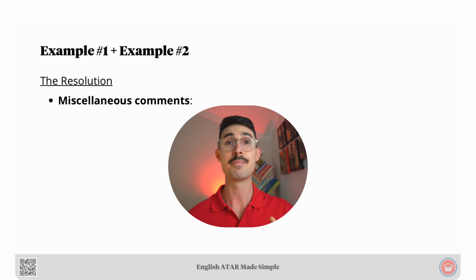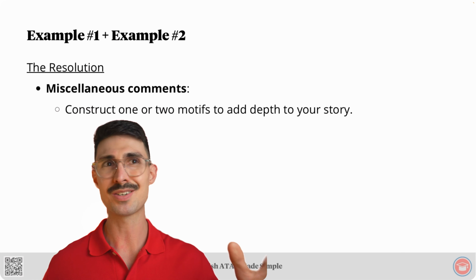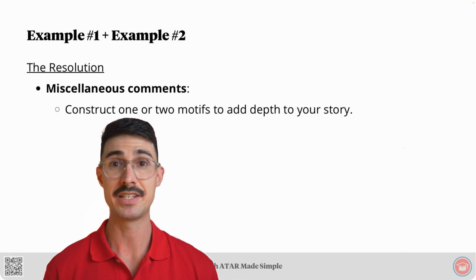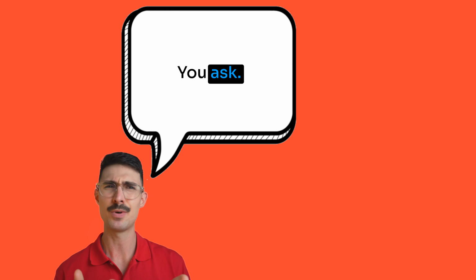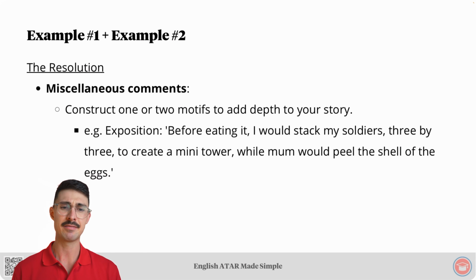Here are some miscellaneous comments regarding the resolution section as a whole. Construct 1 or 2 motifs to add depth to your story. What is a motif, you ask? Check out the LFB. Example, in the exposition, before eating it, I would stack my soldiers 3 by 3 to create a mini tower while mum would peel the shell off the eggs.